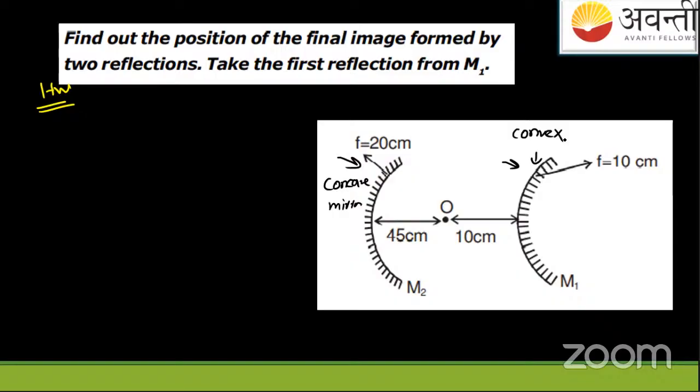Okay. And the object is kept at 45 centimeter from this concave mirror, and at 10 centimeter from this convex mirror. So they're asking you to take the first reflection from mirror one, that is convex, and then move towards the final image. Take strictly 2 reflections, and then find where the final image will be formed.